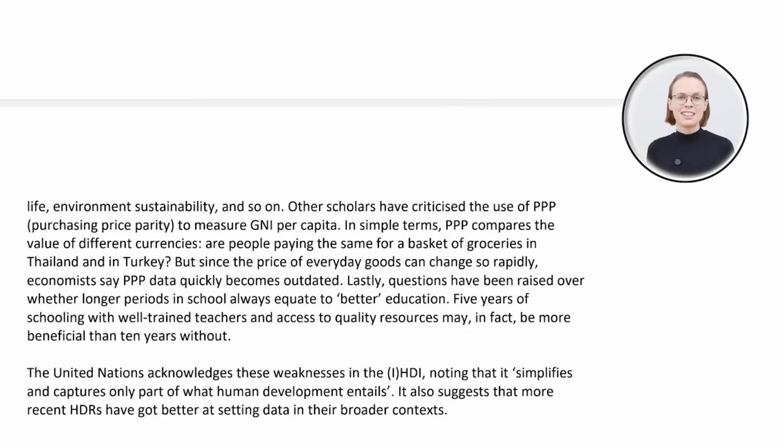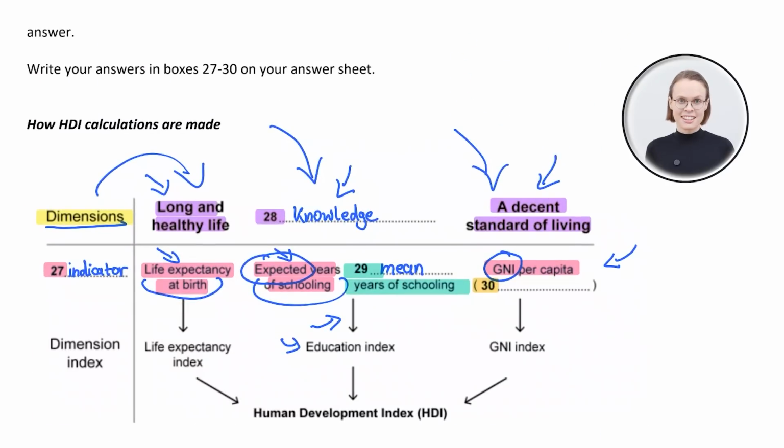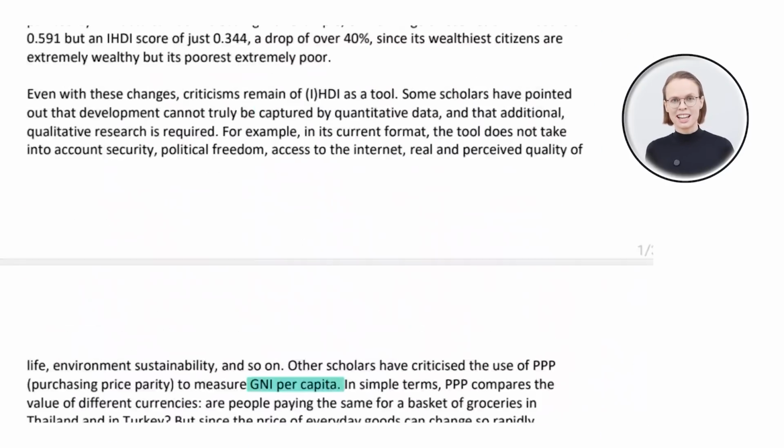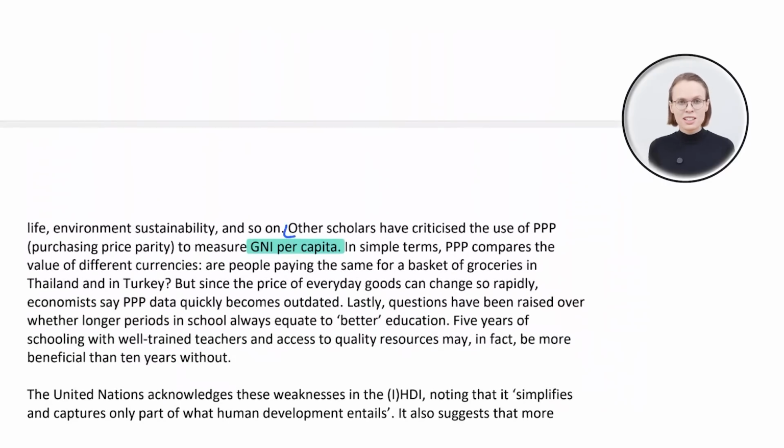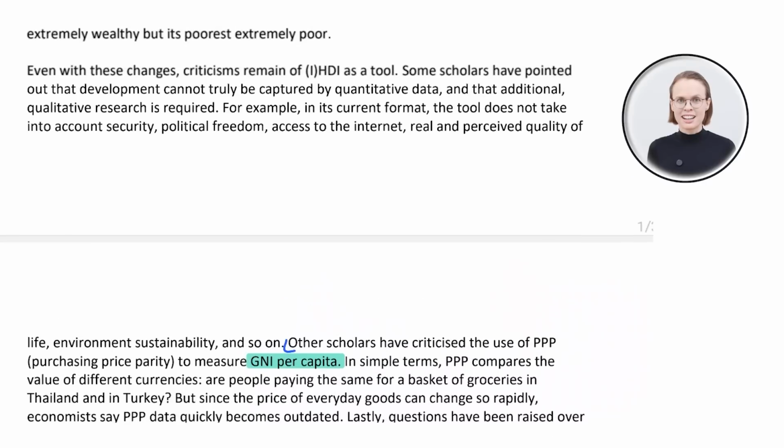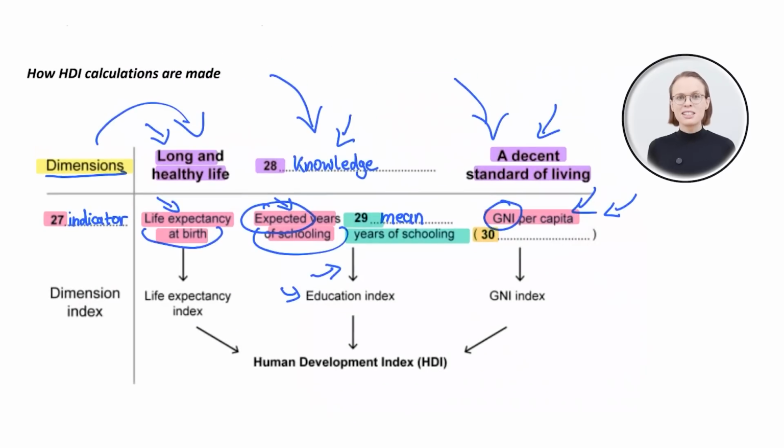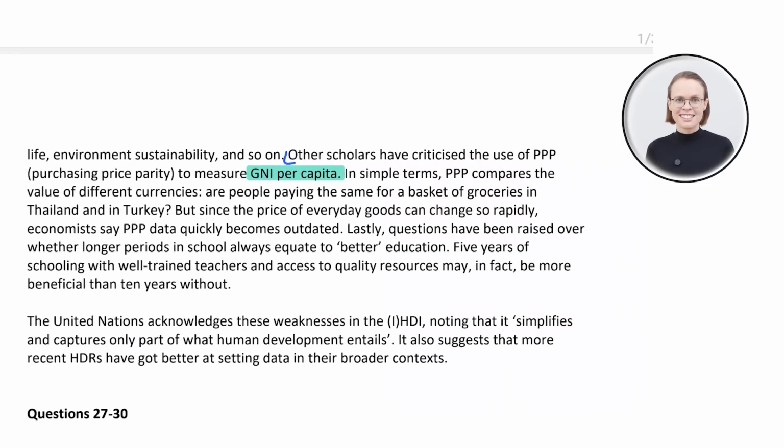I can see it here. Here it is. GNI per capita, which is mentioned exactly like that here. So let's take a closer look at this sentence. Other scholars have criticized the use of PPP, purchasing price parity, to measure GNI per capita. So what does the gap say? GNI per capita, and then comes the gap. The sentence here says that PPP, which is the abbreviation for purchasing price parity, is used to measure GNI per capita. So this is what we're looking for, right?